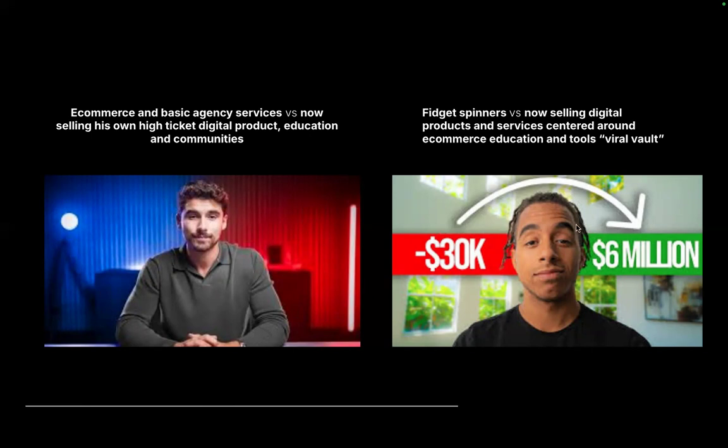Now, this is Jordan Welsh, another guy who was just a normal kid. I think he was 17 years old when the fidget spinner craze came out and he made millions and millions of dollars with fidget spinners, drop shipping physical products. Now, over the last few years, he's shifted into selling digital products and services centered around e-commerce education. So e-learning, obviously teaching the skills that he learned to get to the position he's in, in his program, which is called Viral Vault.